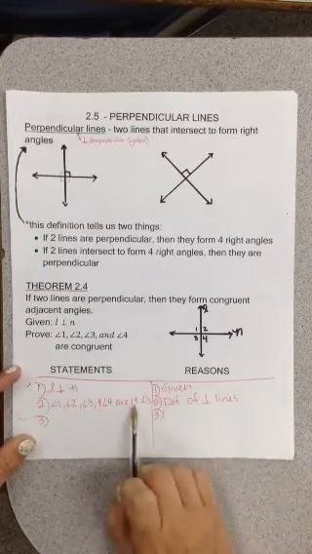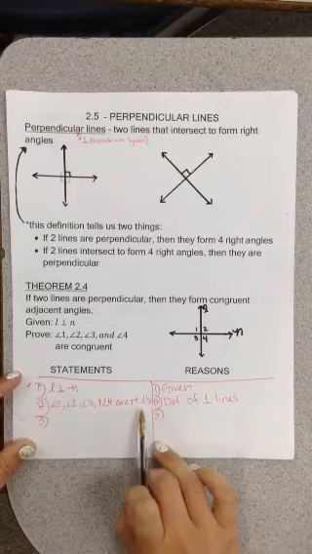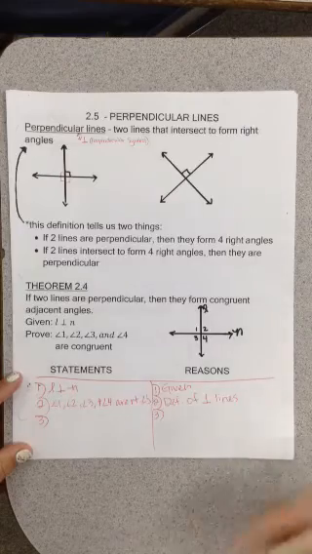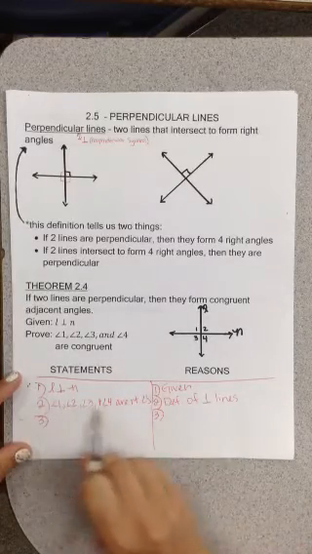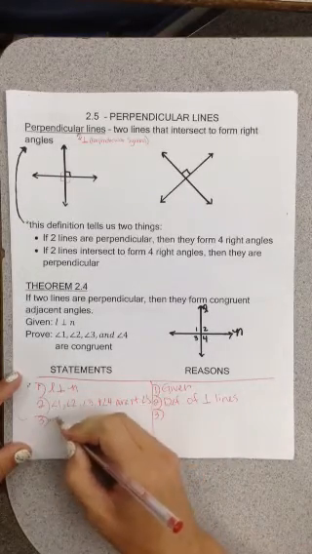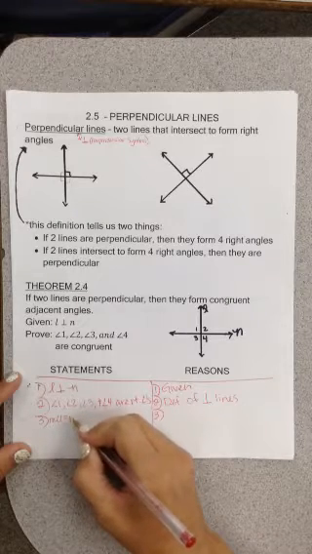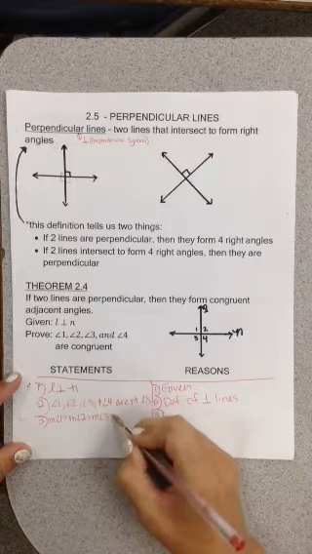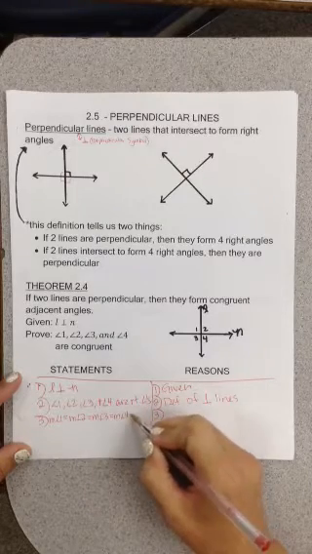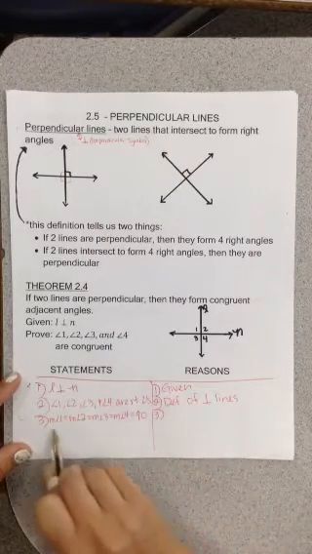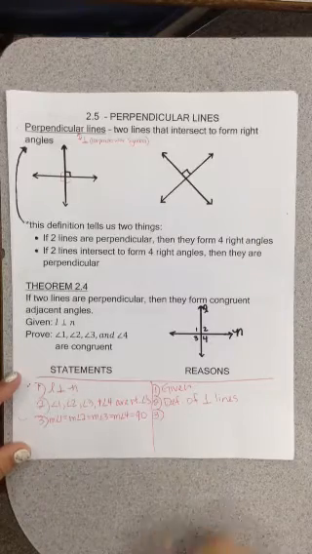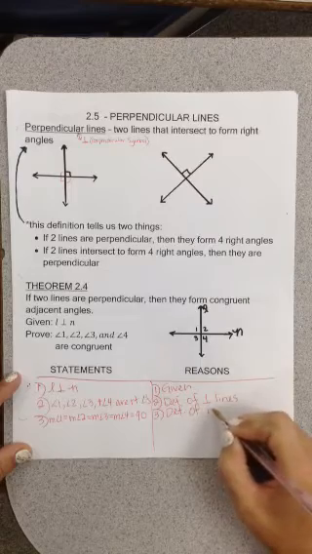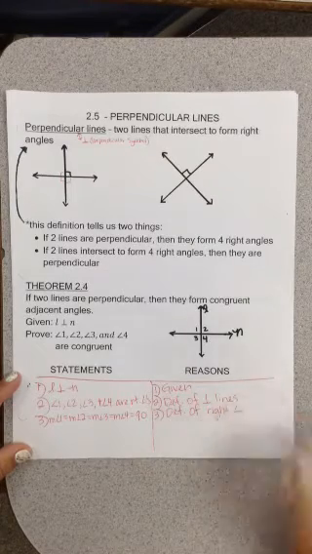Okay, now I want to think about what does being a right angle mean? We had a definition of a right angle last chapter. It said that they are 90 degrees. So I'm going to go from this statement to saying this, that the measure of angle 1 equals the measure of angle 2 equals the measure of angle 3 equals the measure of angle 4 equals 90. In other words, all four of them are equal to 90. That is the definition of right angle.